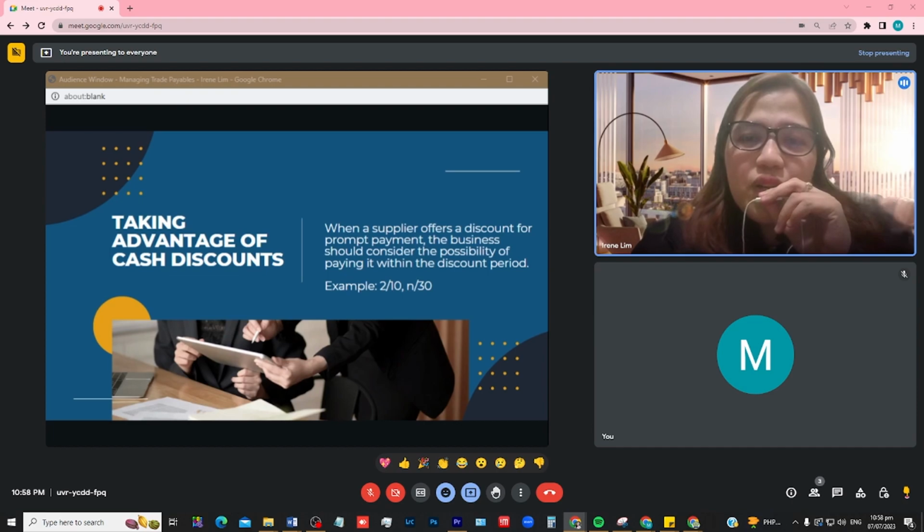When a supplier offers a discount for prompt payment, the business should consider the possibility of paying within the discount period. It is advisable to avail the said discount. So let's take, for example, 2/10, n/30. Let's say today is July 1. I am selling goods on credit to you, on account, in the amount of 100,000. My credit terms are 2/10, n/30, which means I'm giving you a credit period of 30 days. So you can pay me until 30 days or until July 30.